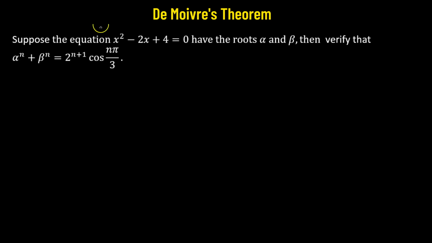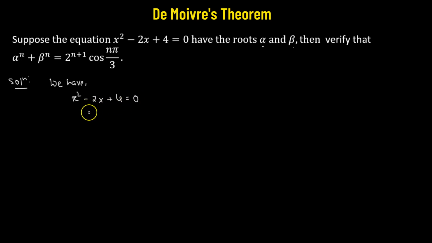So here in this problem, we are provided with the quadratic equation x squared minus 2x plus 4 equals 0, which has two roots given by alpha and beta. We need to show that the following expression is true. So let's begin. We'll start with our given equation: x squared minus 2x plus 4 equals 0.